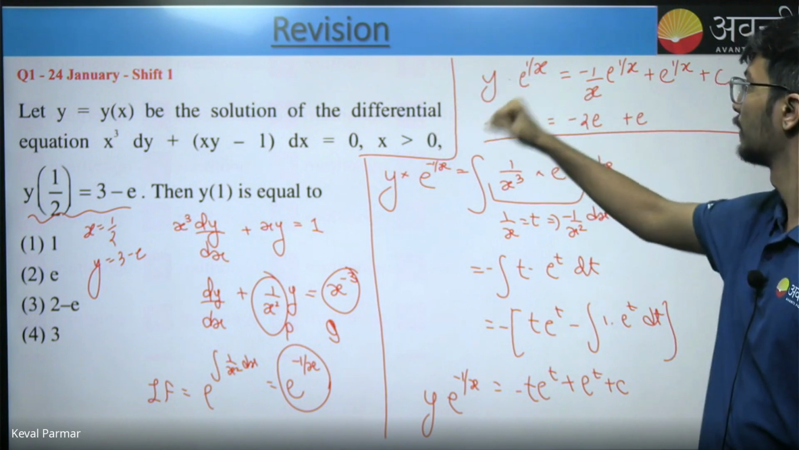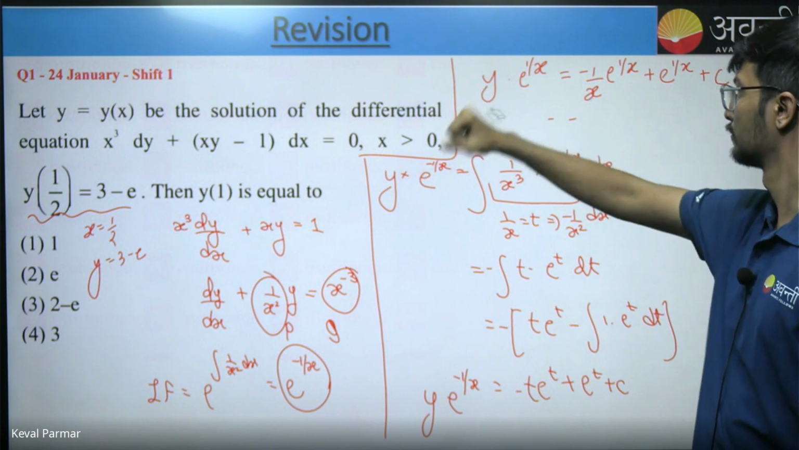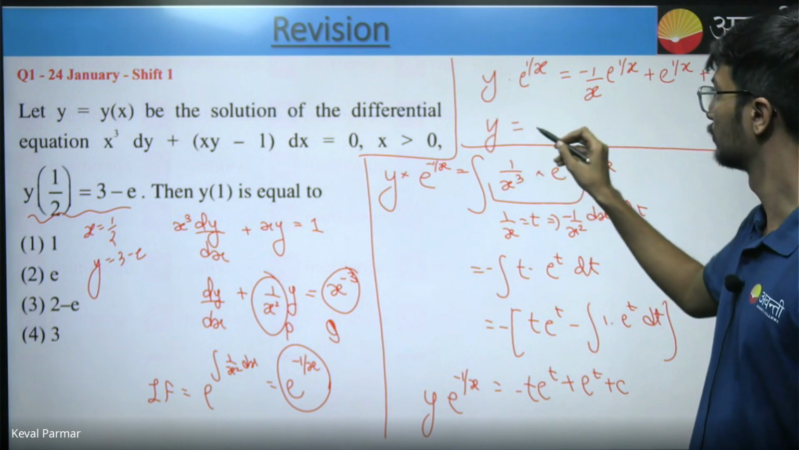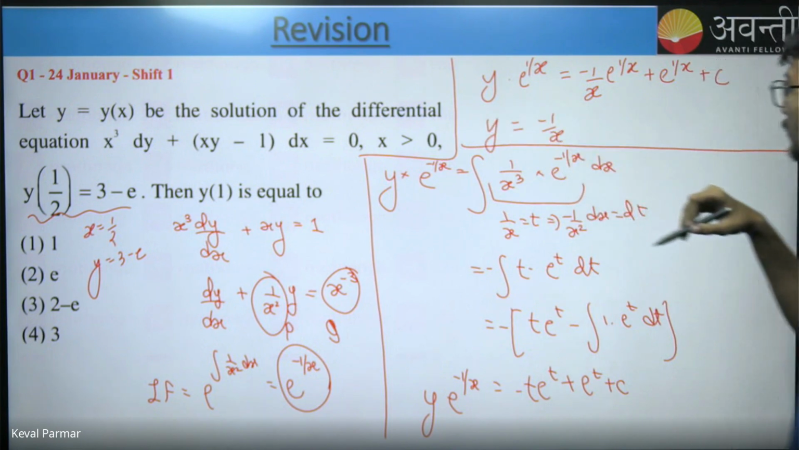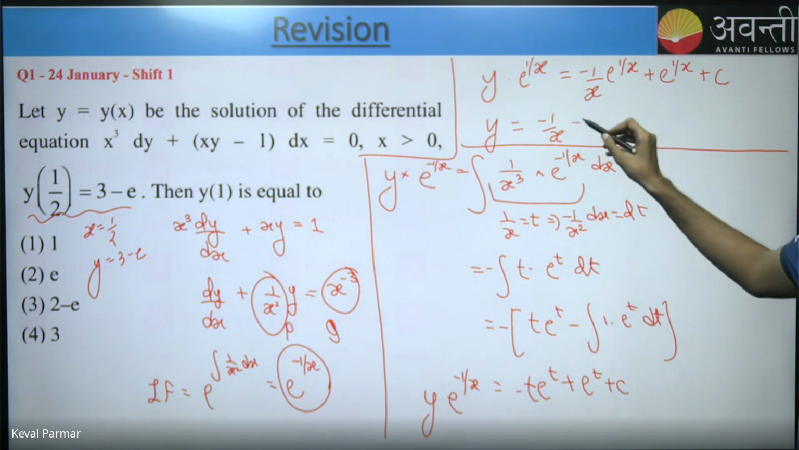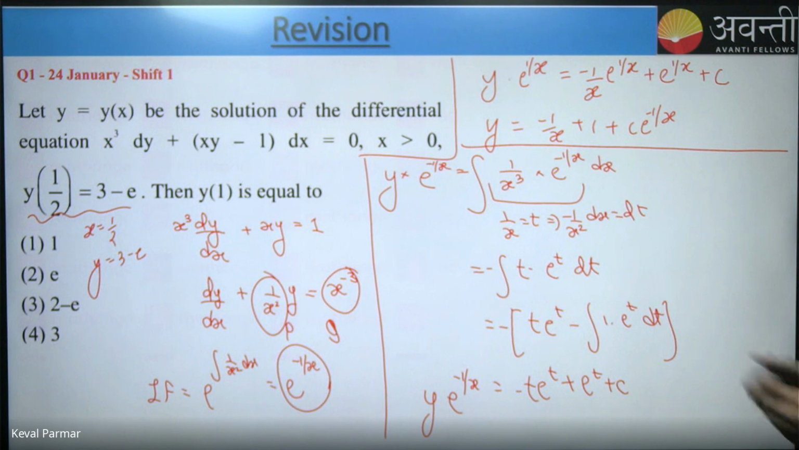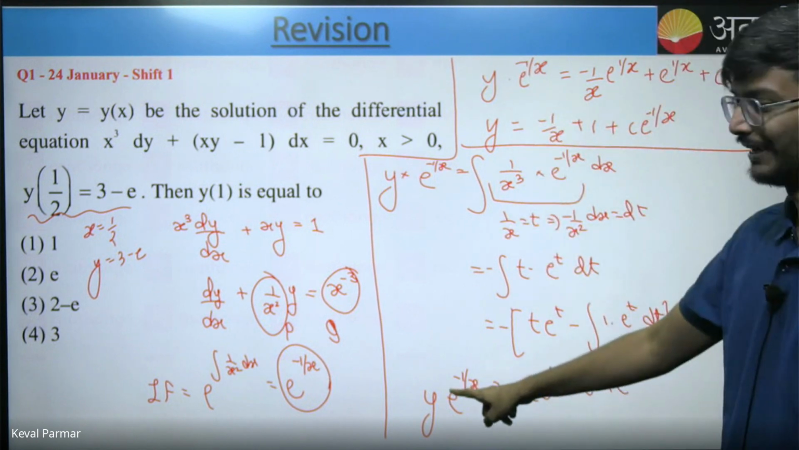Or we can simplify the equation. We can write the equation as y equals minus 1 by x plus 1 plus c e raised to the power minus 1. It will not make any difference. I think the options are correct. Again, I am checking. Let us check together. Oh, guys, it was minus 1 by x here. Right? Minus 1 by x, we used 1 by x.